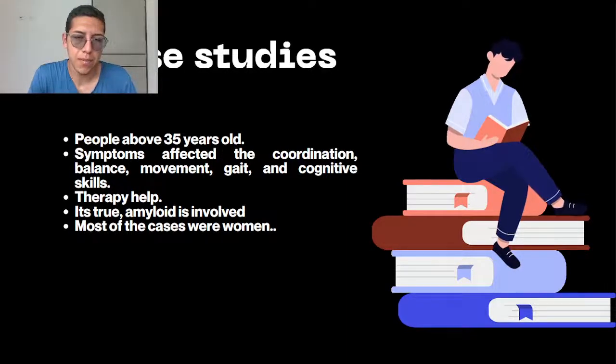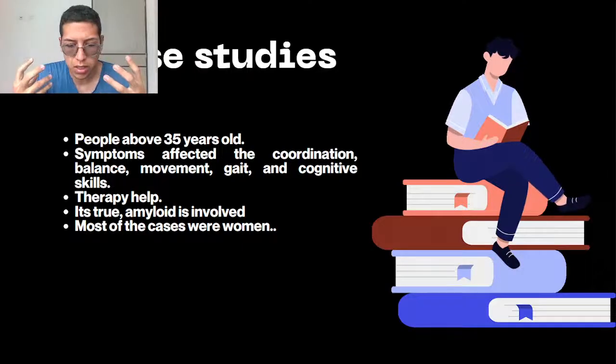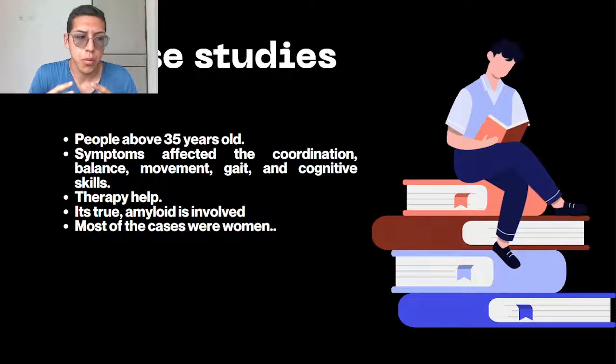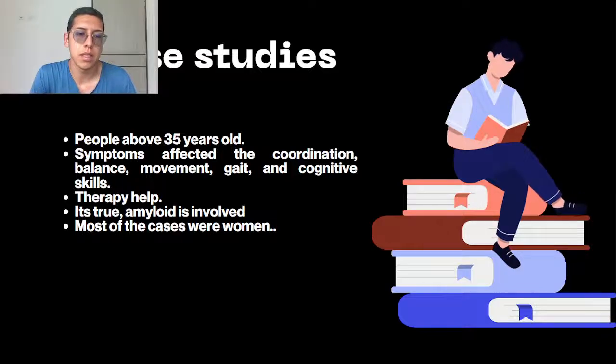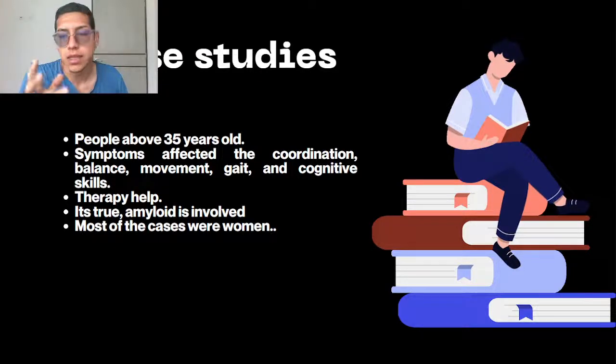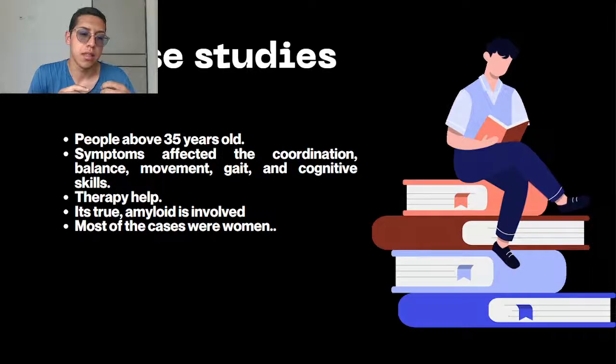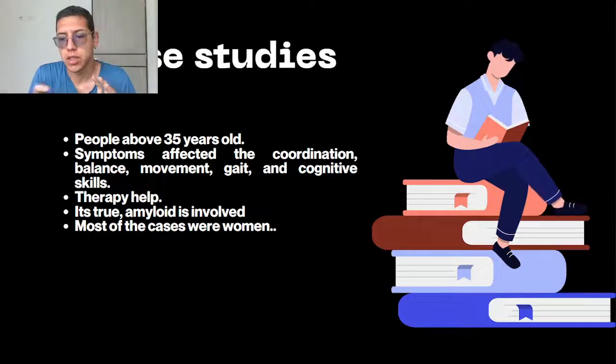to delay the advance of the disease. The four, it's true that amyloid is involved. In one of these studies, cerebral imaging is used that shows how the amyloid concentrates in the brain and it is related with Alzheimer's. And there is also a study that shows how a person with Alzheimer's can develop aphasia. And the last one is that most of the cases were women.